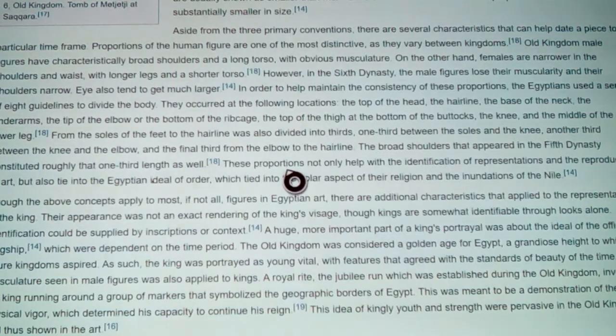The broad shoulders that appeared in the Fifth Dynasty constituted roughly 1/3 of that length as well, and these proportions not only help with the identification, representation and reproduction of art, but also tie into the Egyptian ideal of order, or ma'at, tied into a solar aspect of their religion and their sun god. You know, these are all sun worshiping people. Think about hippies and people in the 70s and 80s that were all running around getting suntans and even put on suntan lotion rather than sunblock nowadays. And these inundations of the Nile.